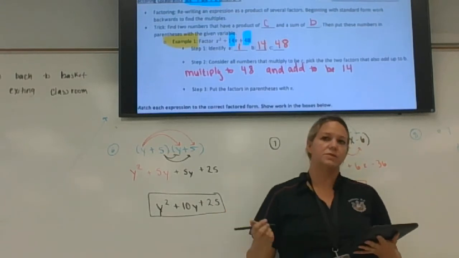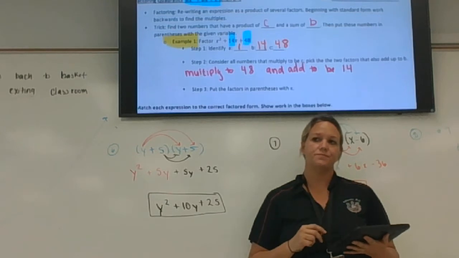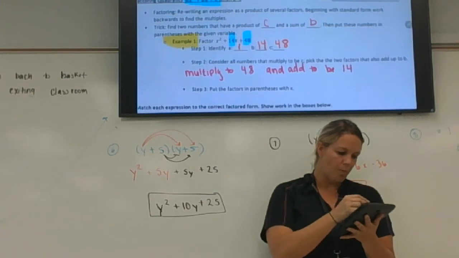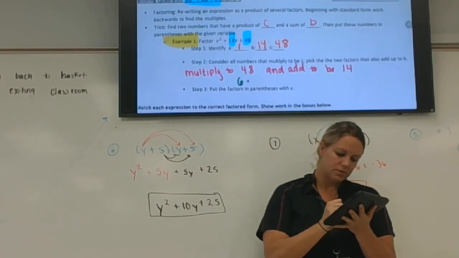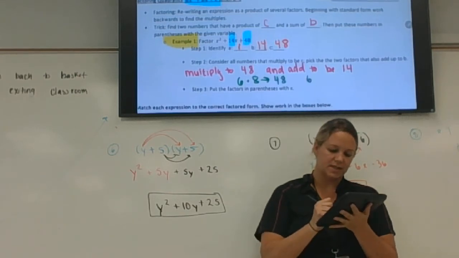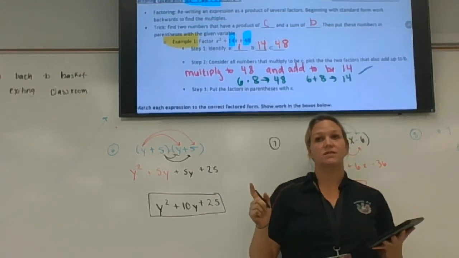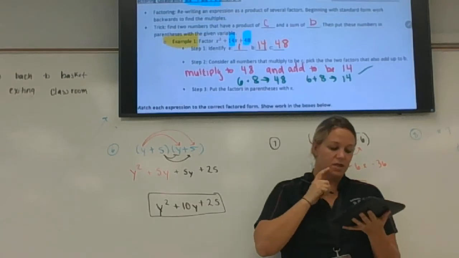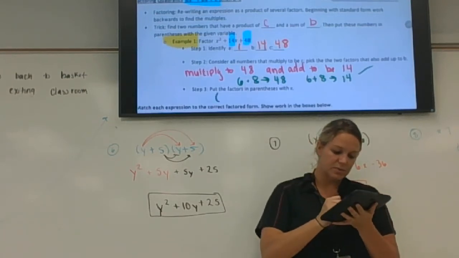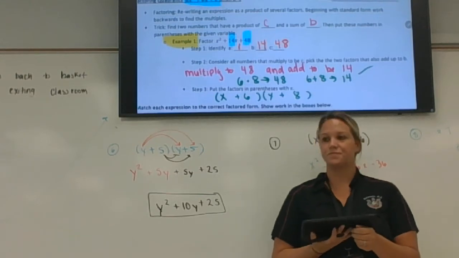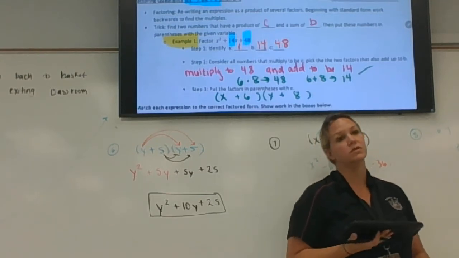So let's talk about what numbers do multiply to 48. 6 times 8 is 48. 6 plus 8? 14. Those are the exact numbers we're looking for. It's like a riddle. We found the numbers. Once you find the numbers, you're just going to stick them in parentheses. Use the variable in the problem. And that's factoring. Just like a riddle. It's like Sudoku.